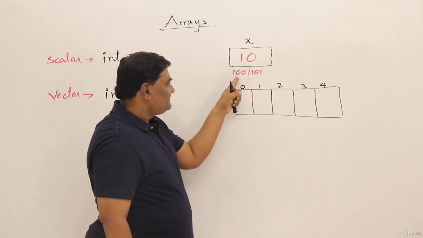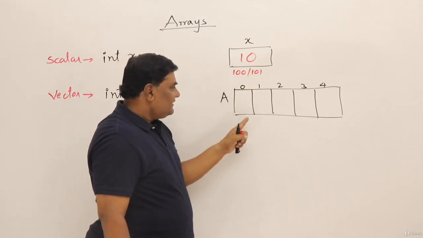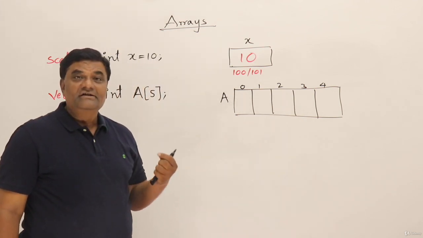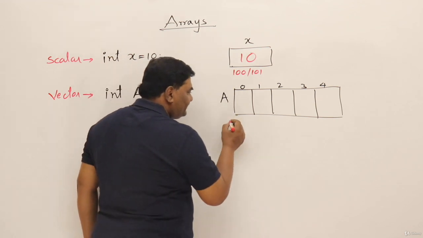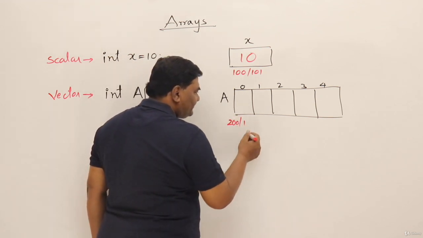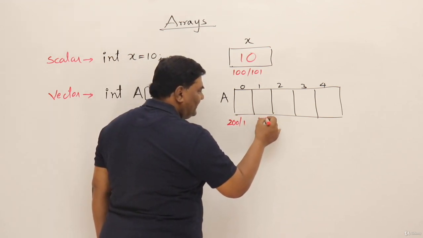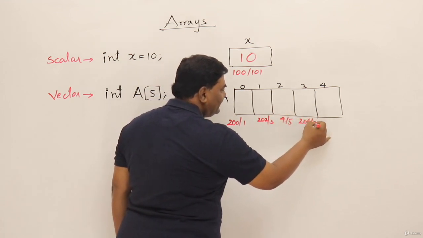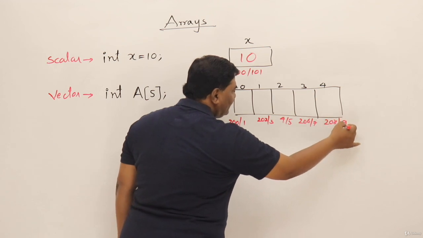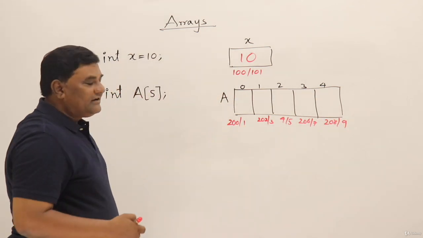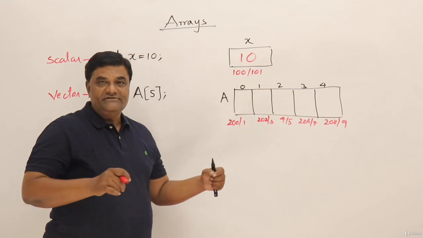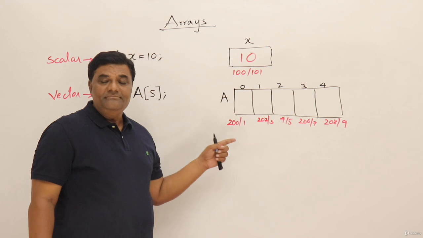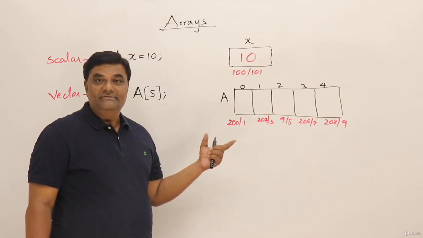The memory allocated for x is 100 and 101. For 5 integers, a total of 10 bytes of memory will be allocated if the integer is taking 2 bytes. For example, the first byte address is 200, then the next byte is 201, then 202 and 203, 204 and 205, 206 and 207, 208 and 209. So the memory allocated will be contiguous. All the locations will be side by side. For 5 integers, a total of 10 bytes of memory is allocated together as a single block.